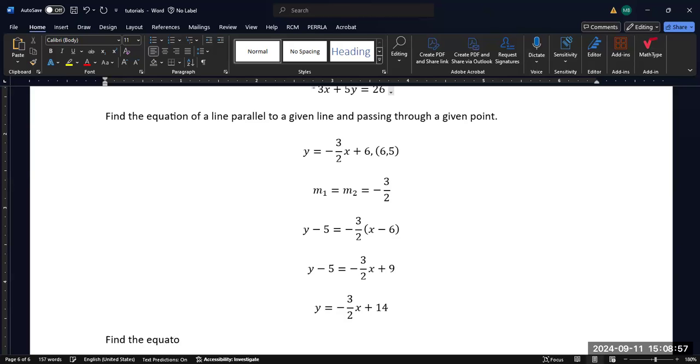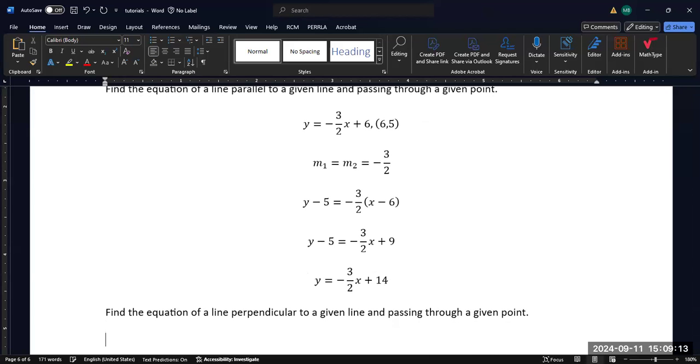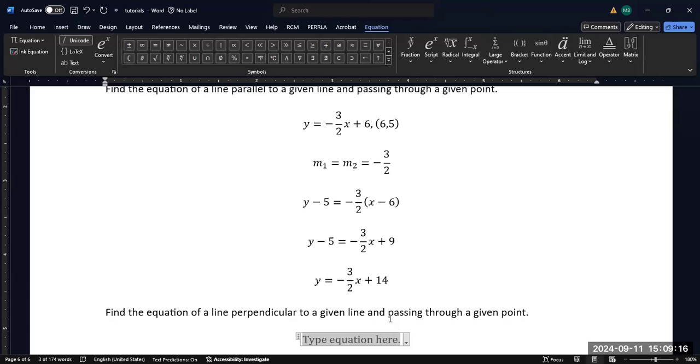Now, what if the line is perpendicular to another line? Find the equation of a line perpendicular to a given line and passing through a given point. So let's say I have the line 4x minus 7y equals 11, and passing through the point -4, -8.